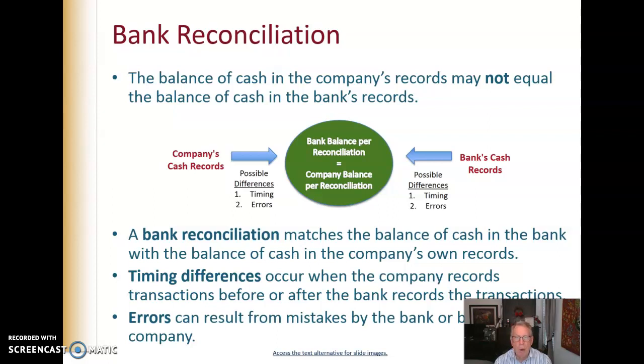So, a bank reconciliation matches that balance of cash in the bank with the balance of cash in our own records. And so we're going to look at how those timing differences occur before and after, and what kind of errors might occur.